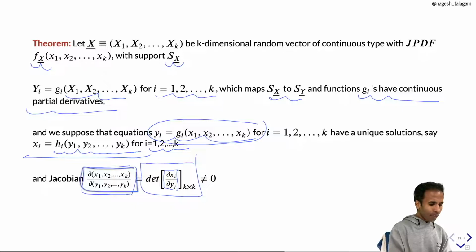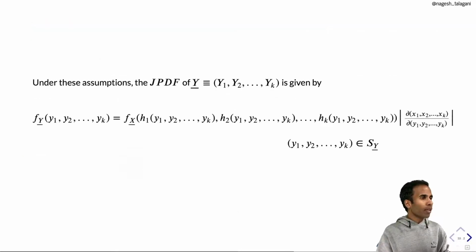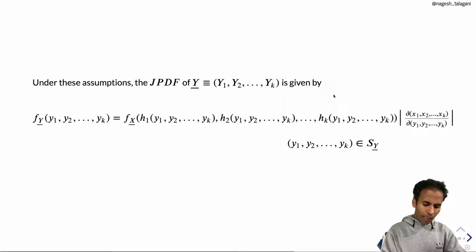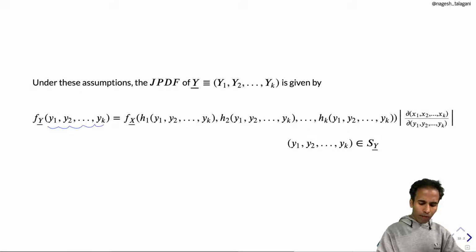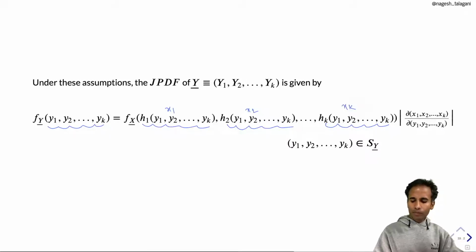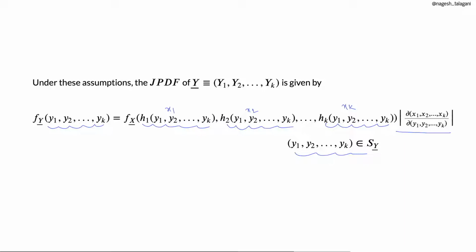Now under these assumptions, the joint PDF of Y, where Y is the k-dimensional random vector (Y1, Y2, ..., Yk), at (y1, y2, ..., yk) is equal to f_X of h1 of y1, ..., yk, which is nothing but x1, and h2 of y1, ..., yk, which is nothing but x2, and so on up to hk of y1, ..., yk, which is nothing but xk, times the modulus of the Jacobian of the transformation, that is the modulus of the partial of (x1, ..., xk) by the partial of (y1, ..., yk), for (y1, ..., yk) belonging to the support of Y. This is how we get the joint PDF of Y in terms of the joint PDF of X and the Jacobian of the transformation.